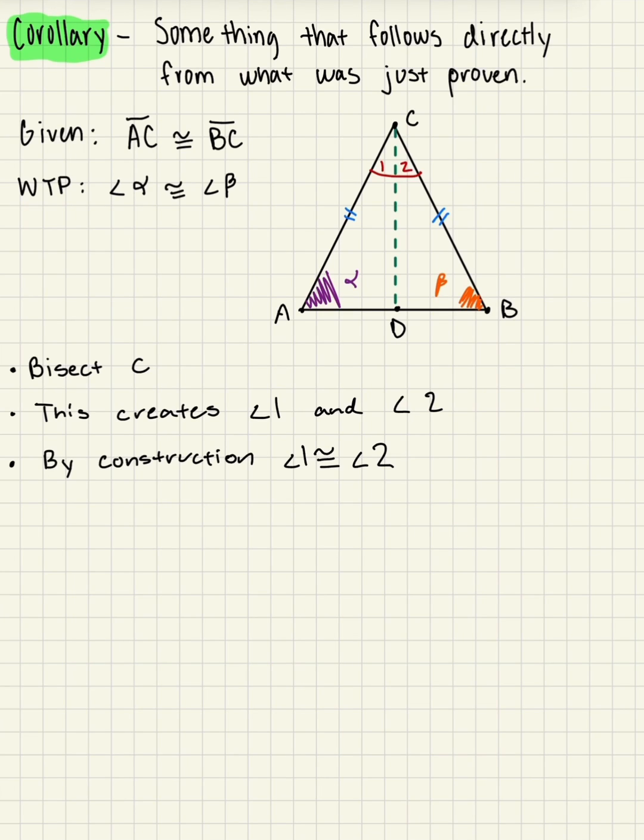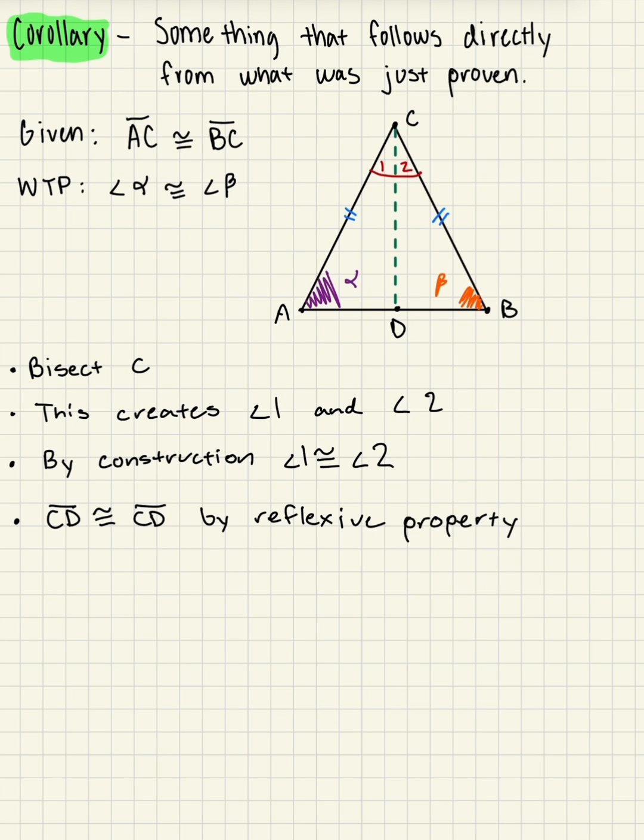So now we know that when we bisected CD, this counts as another side because we really just created two triangles. So we can say that side CD is congruent to side CD. So it's congruent to itself by the reflexive property. And the reflexive property just means that something is congruent to itself. This will be our fourth step.